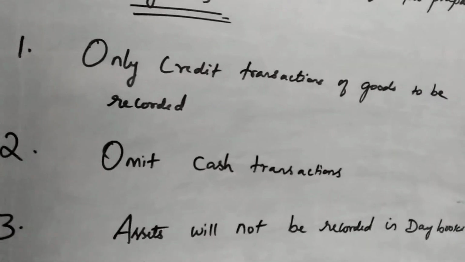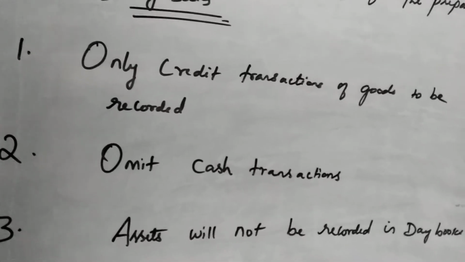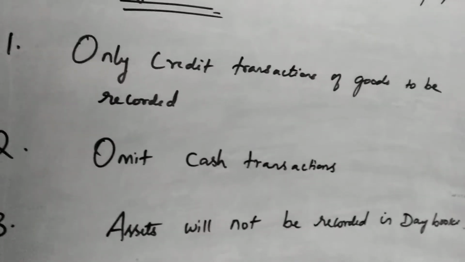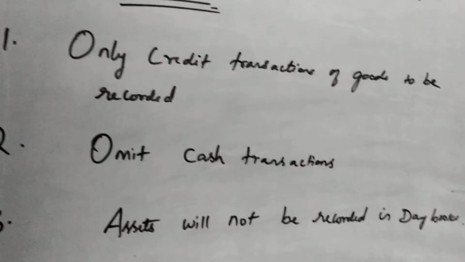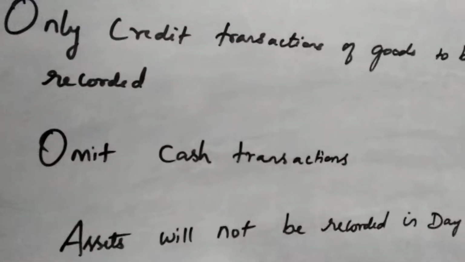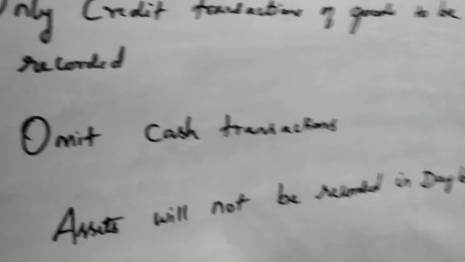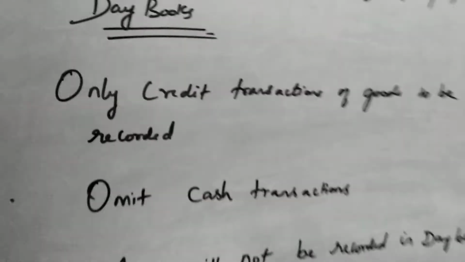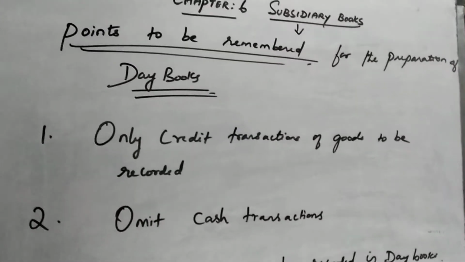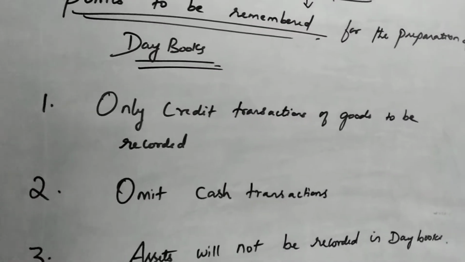Then assets will not be recorded in day books. So we will be recording the purchase or sale of assets in journal proper, not in day book. So these are the 3 important points to be remembered for the preparation of subsidiary books.